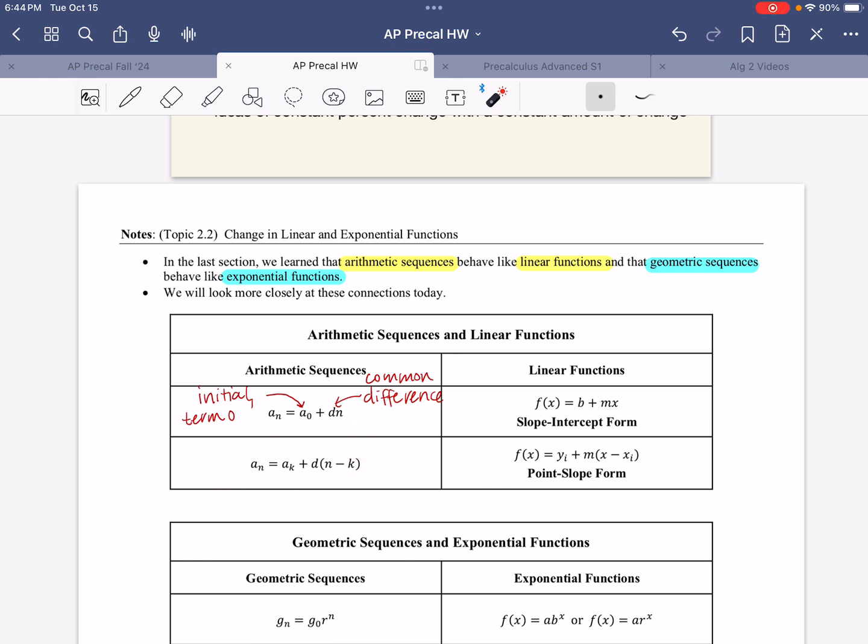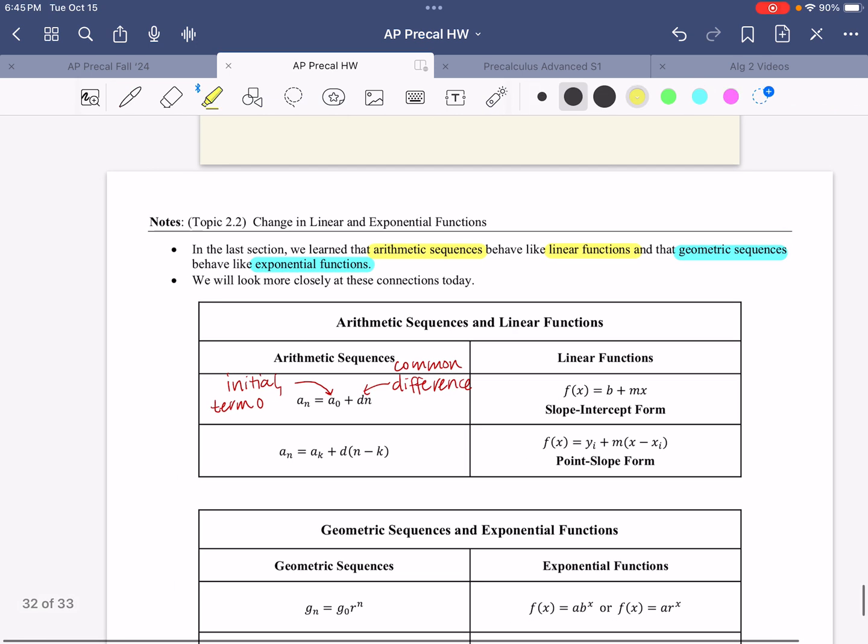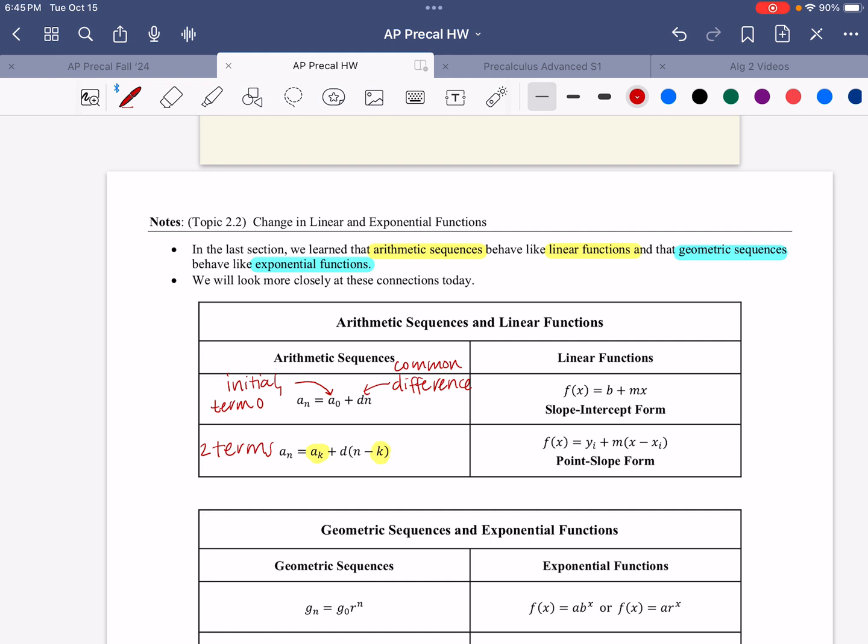We also said if you don't know the initial term, you don't have to work to find it. You can use a different version of this equation. You need a different term in the sequence that we called the kth term. So this formula would be helpful when you have two terms in a sequence. Basically, we use a sub k as our starting value, and we determine how many times we need to use the common difference by how far away it is from our nth term.